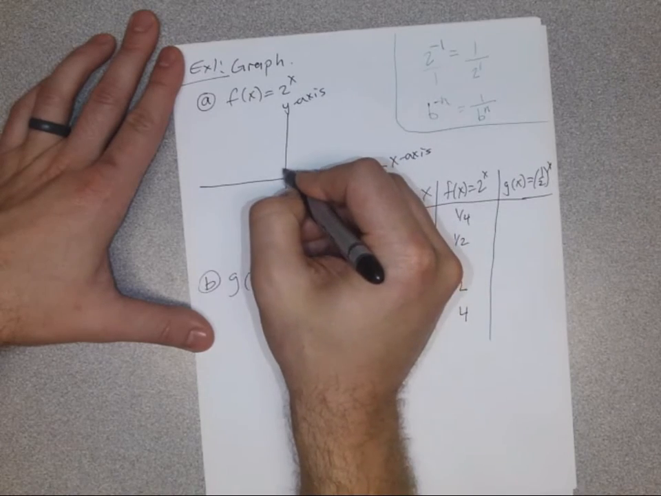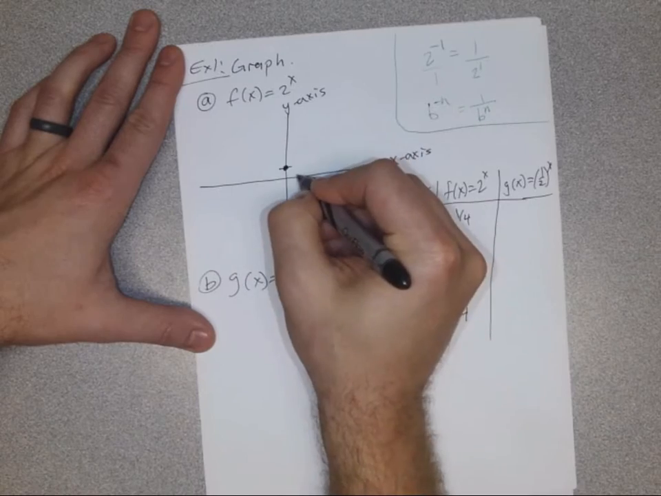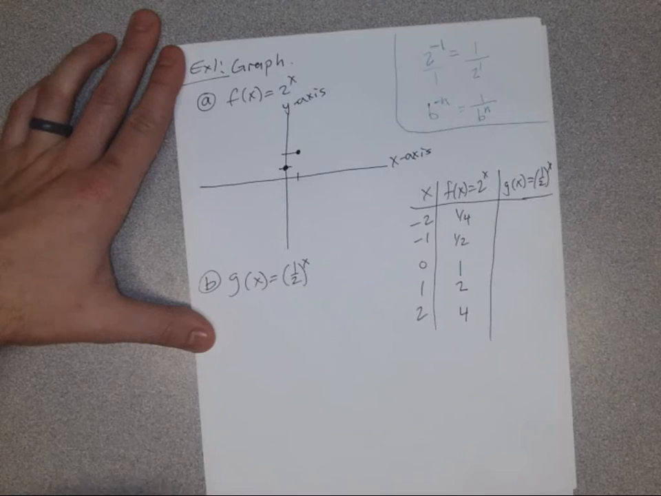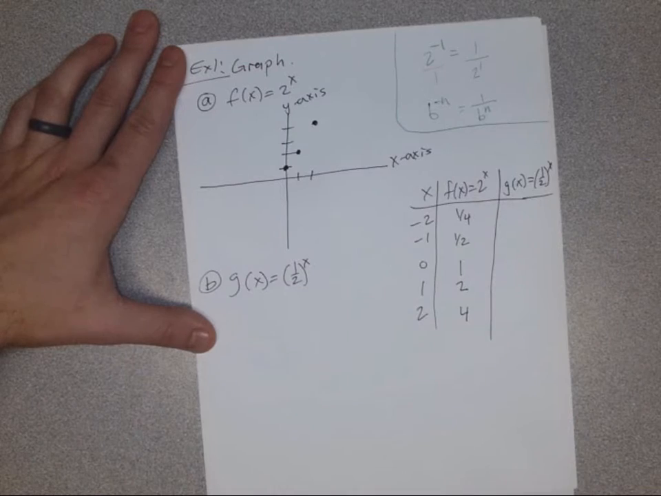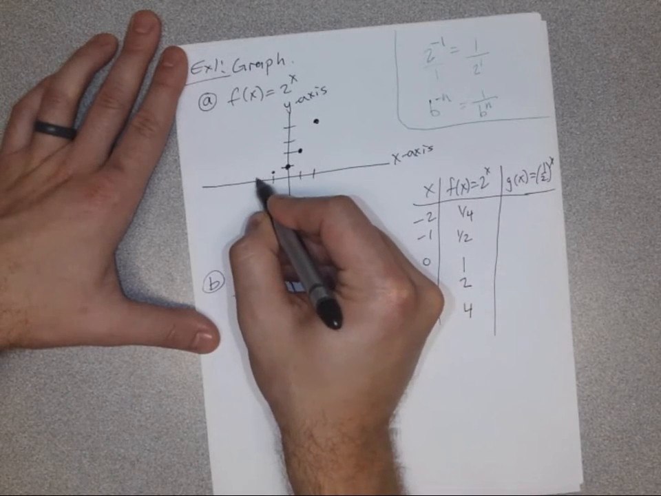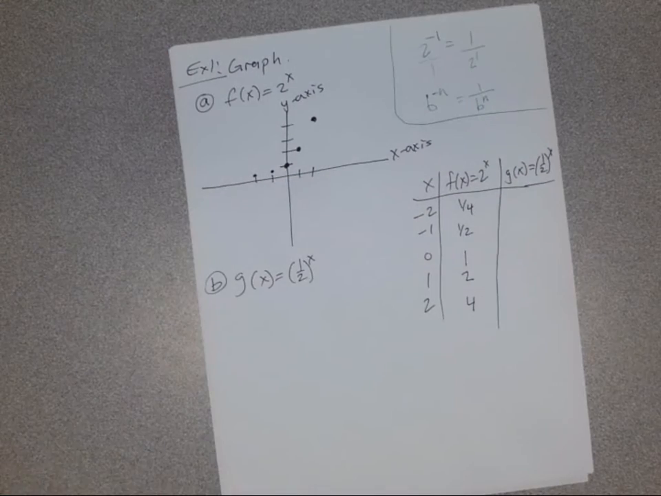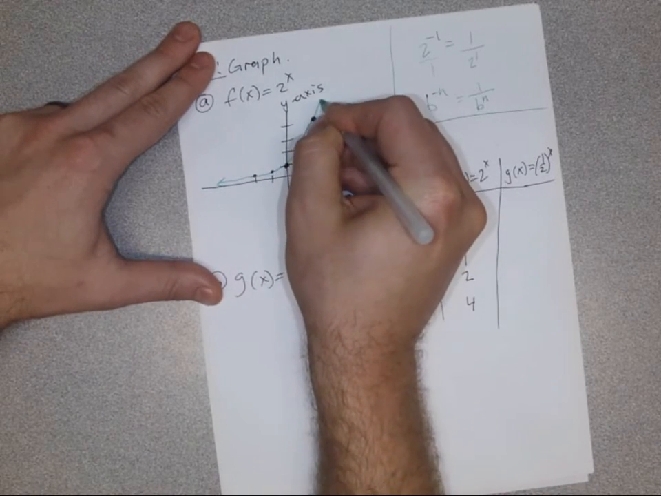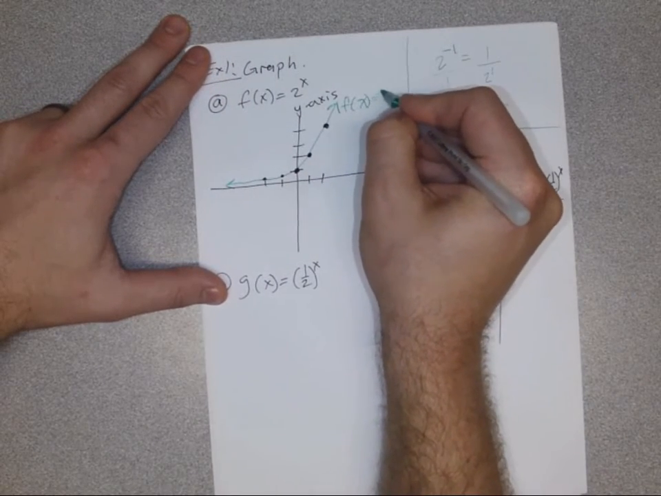0, 1. We have a point there. And then we have 1, 2. So we have a point there. And 2, 4. Then -1 and a half, -2 and 1/4. So this is the graph we have, and I should probably use different colors. Connecting the dots, you get this. This is f of x equals 2 to the x power.